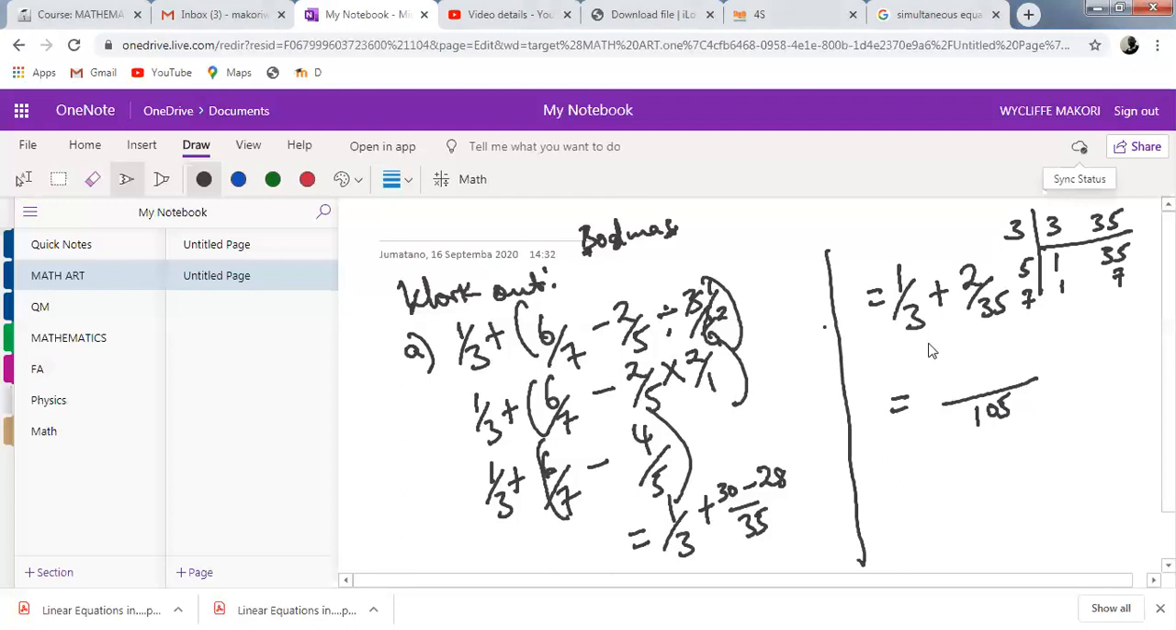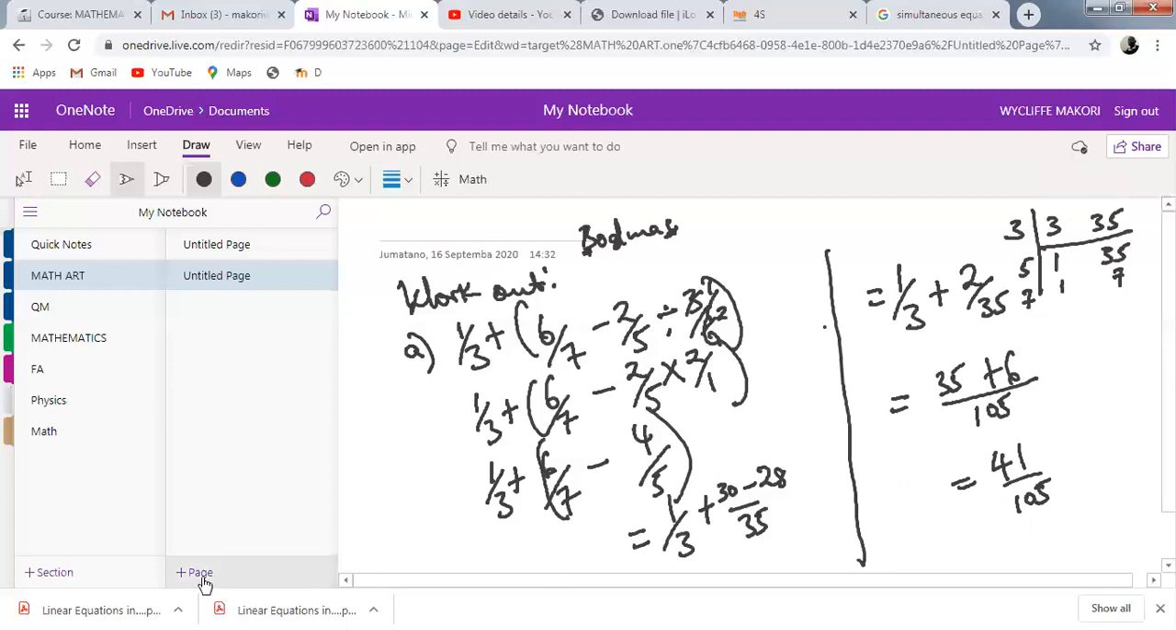105 divided by 3 is going to be 35, and 35 times 1 is actually 35. 105 divided by 5 will give us 21, 21 times 2 is 42... you will find this is going to be equal to 41 over 105. But basically what you need to understand here is that anytime you are evaluating using BODMAS, always stick to the rules of the game. If you don't apply BODMAS, then obviously you will get an answer which is not correct.